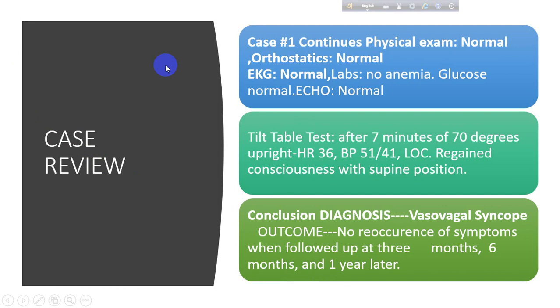And for the case which I told you before, case 1, continuous physical examination is normal, orthostatics normal, EKG came out normal, and labs show no anemia, glucose normal, echo normal. Tilt table test: after 7 minutes at 70 degrees upright, heart rate became 36 and BP 51 by 41, with loss of consciousness, regaining consciousness in supine position. So conclusion, diagnosis: vasovagal syncope. Outcome: no recurrence of syncope, and follow up at 3 months, 6 months, and 1 year later.